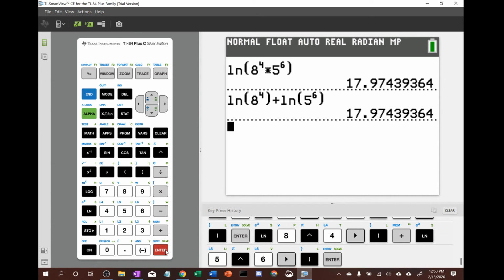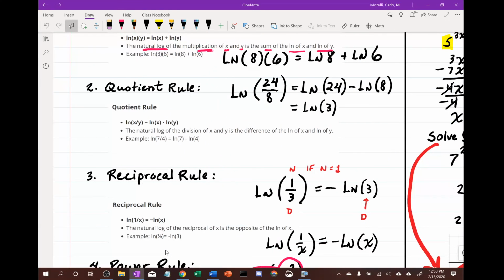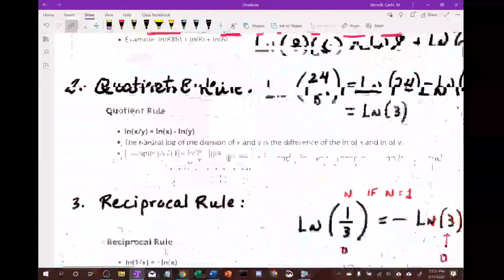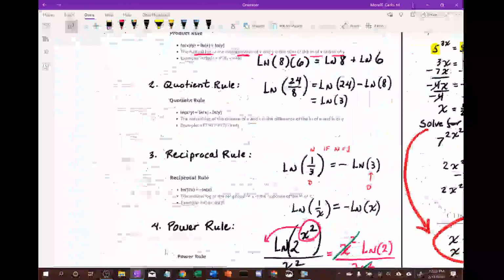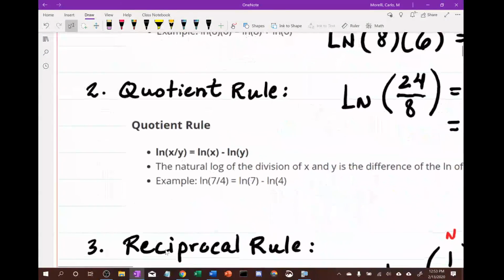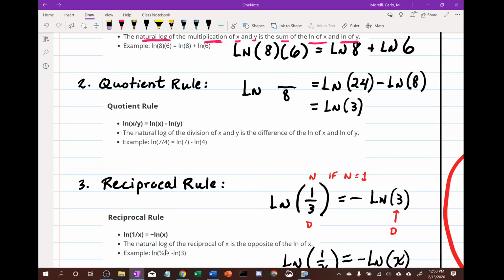Now let's learn the quotient rule. That was the product rule. You already learned it. See? We're 1/3 done. Now you're going to learn the quotient rule. Don't write the example. We're going to make it up.